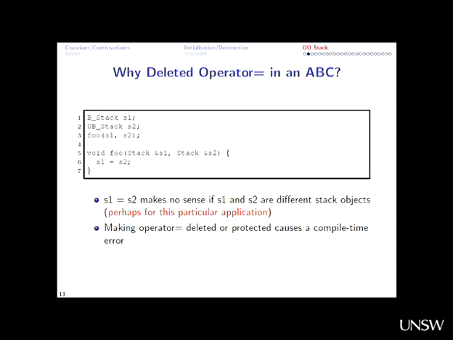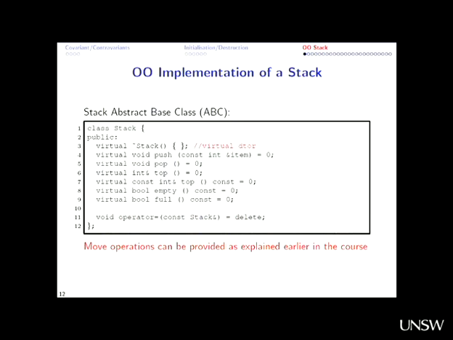Okay? So you just delete that operator and then you will get a compile time error because it's deleted, but it helps you not cause bugs in your code. Otherwise this code might compile, might not compile, but at runtime or some other point in time, something will go wrong. So we have this abstract base class that sets up the interface for stack, and we've got a deleted assignment equals operator.